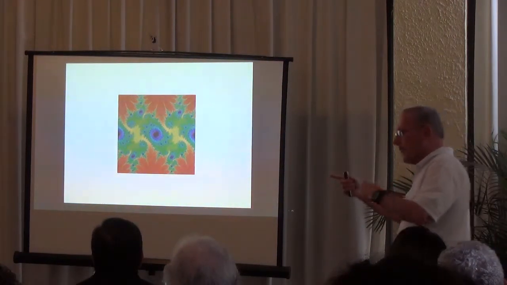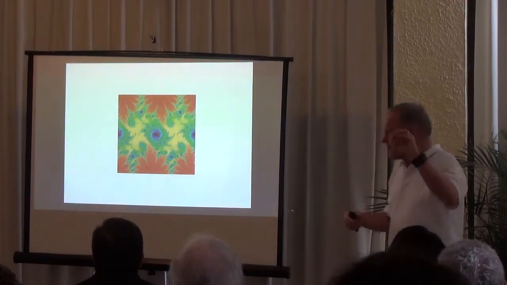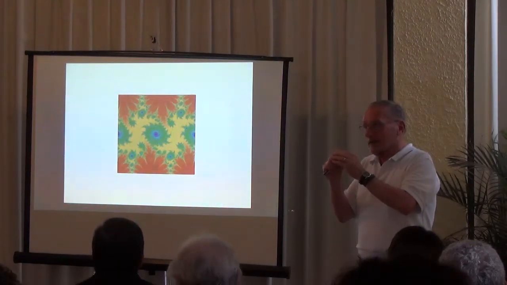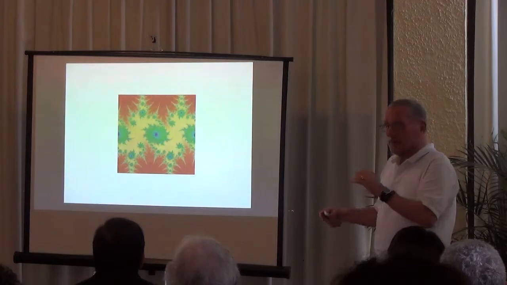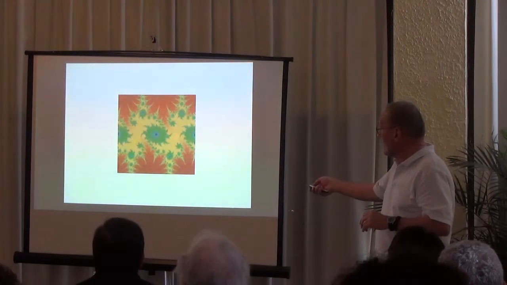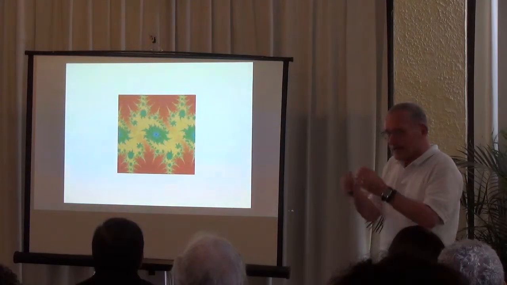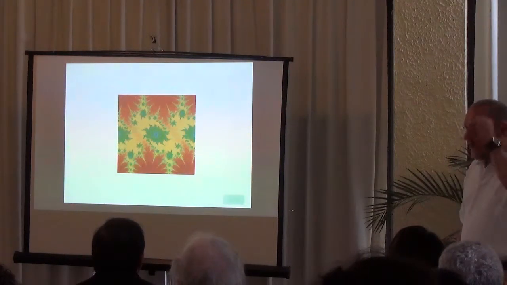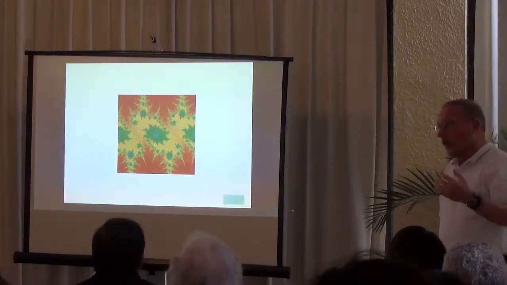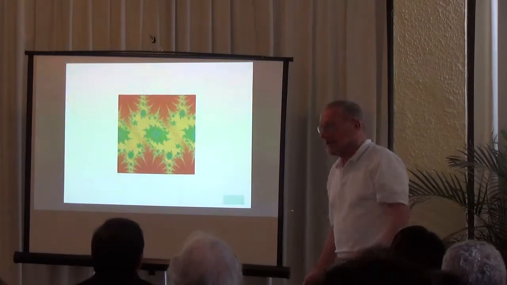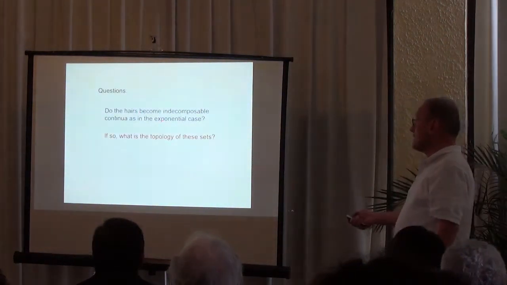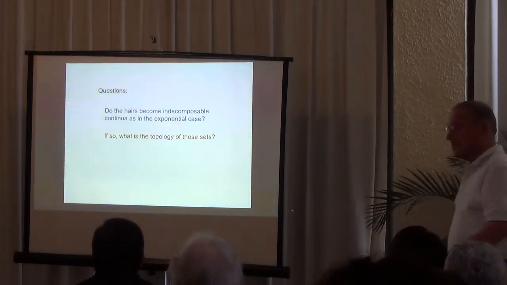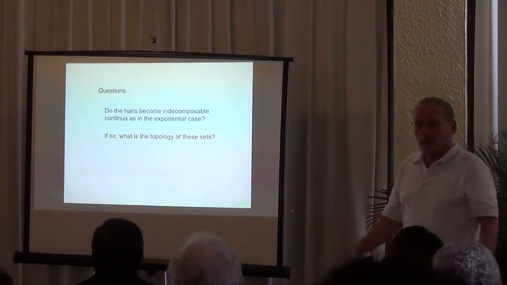And what's happening when they cross is our c value is actually going through a small copy of the Mandelbrot set. So in fact, the Julia set isn't the entire complex plane when something like that happens right there. There's actually a small piece of quadratic Julia set happening through many of them. So this is a very different bifurcation. Though we know for many values of c, the Julia set is becoming the entire plane. So the question is, when that Julia set becomes the entire plane, do we still have an indecomposable continuum as in the exponential case? And if we do, what's the topology there?